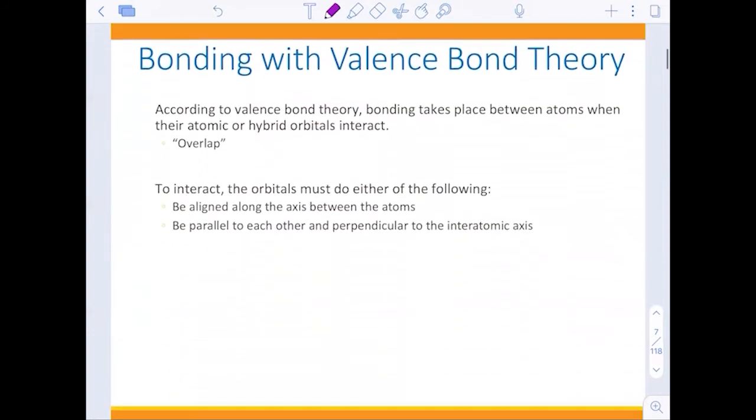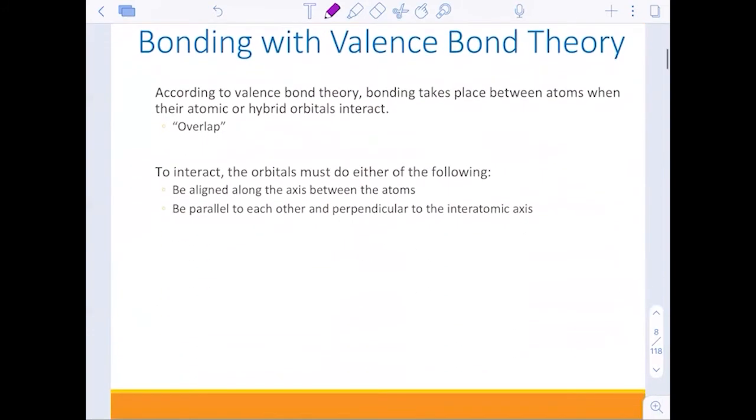All right. Now, according to valence bond theory, bonding takes place between atoms when there is an overlap. A couple of different overlaps I want to be able to talk about. It could be this direct overlap of atomic orbitals. So here's an s orbital and here's an s orbital. Let's bring them together. And they do a nice little Venn diagram right there.